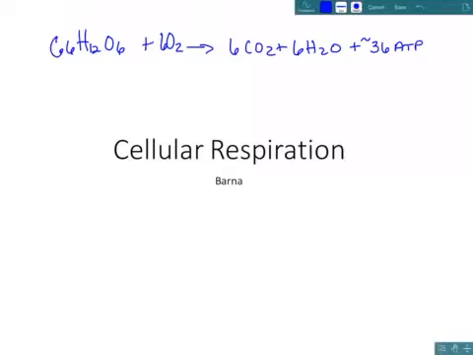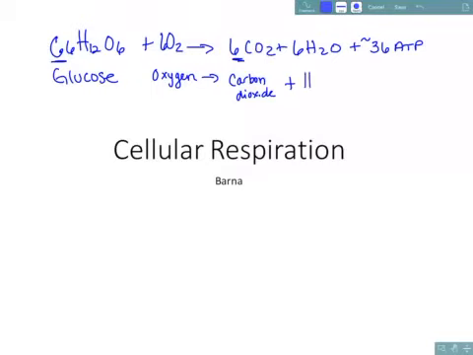So what this is saying is, you see how you have 6 carbons over here and 6 carbons over there. This is saying that we have glucose, and in the presence of oxygen, we are going to form carbon dioxide plus water, you know what H2O is, plus ATP, which is energy. So this is the overall equation for cellular respiration.